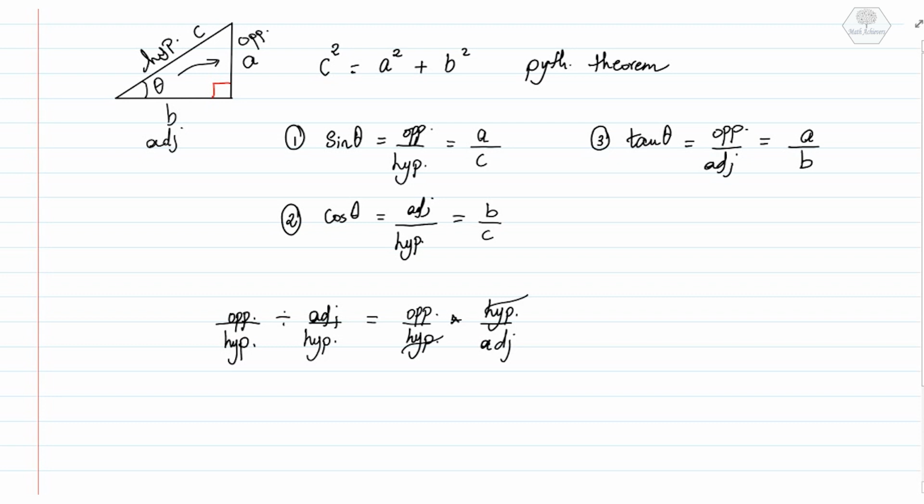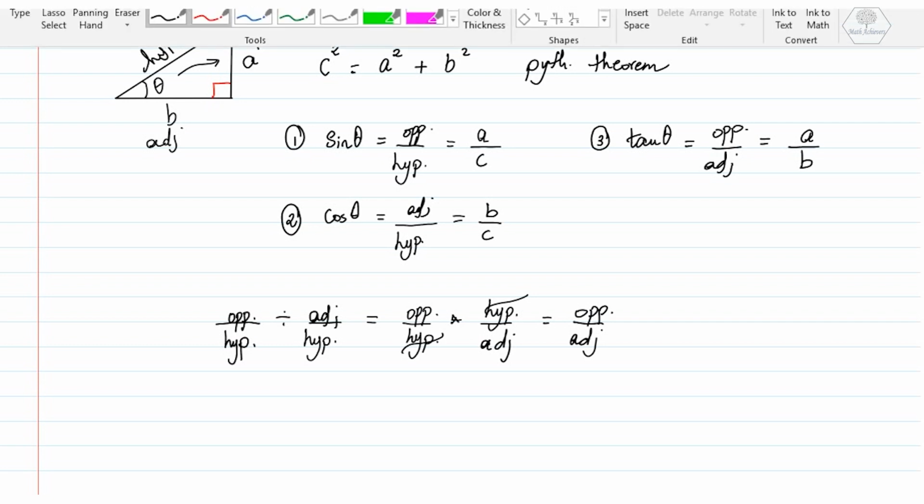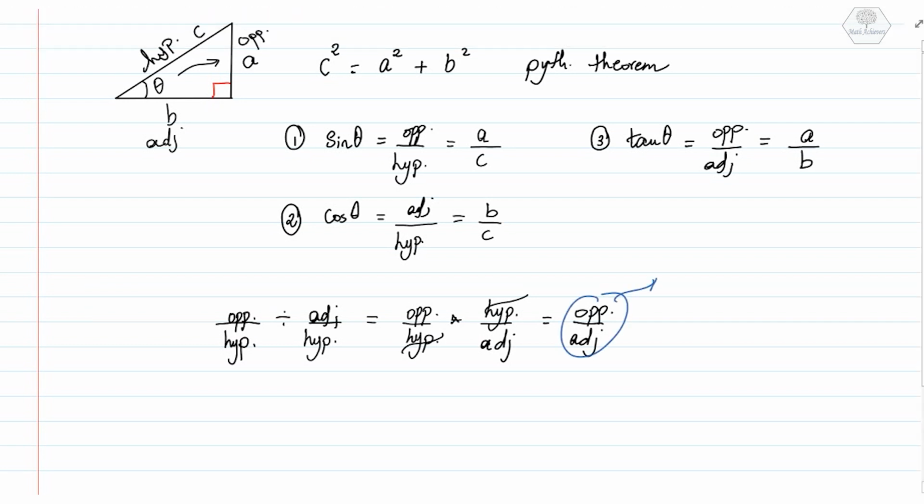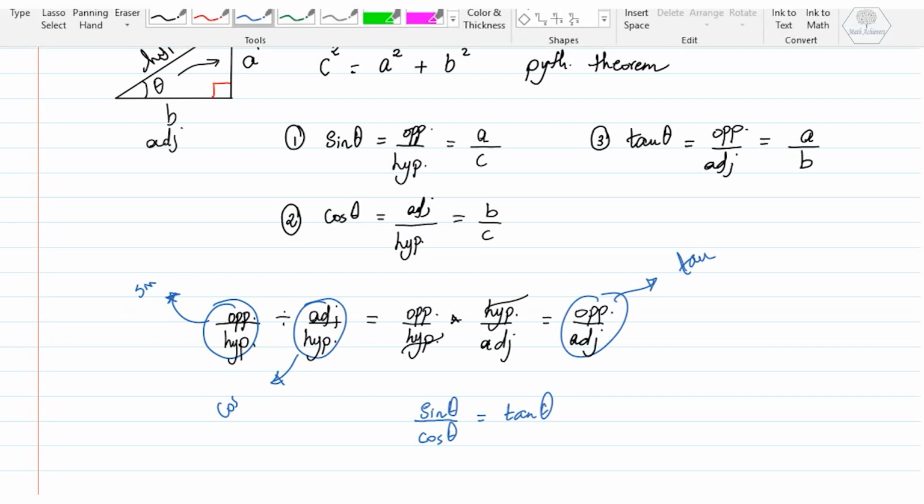The hypotenuse with the hypotenuse are crossed out. So I'm having opposite over adjacent. The opposite over the adjacent is tan. And this value is the sine, and this one is cosine. So I can conclude that sine theta divided by cosine theta is equal to tan theta. And this conclusion is really important for us.